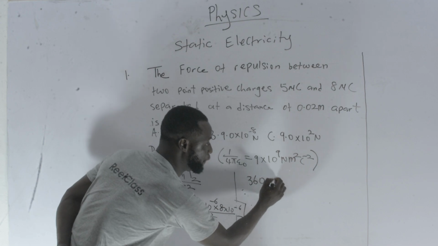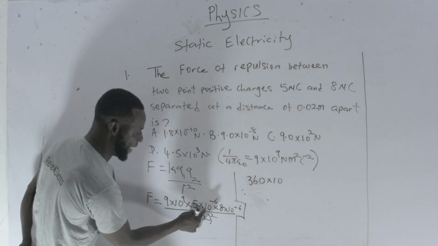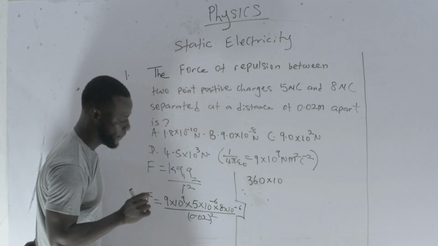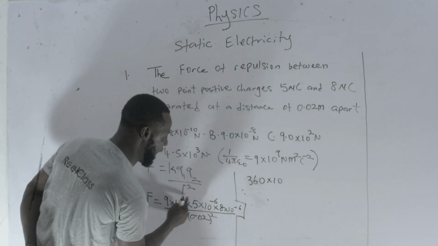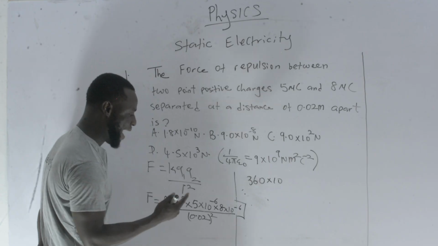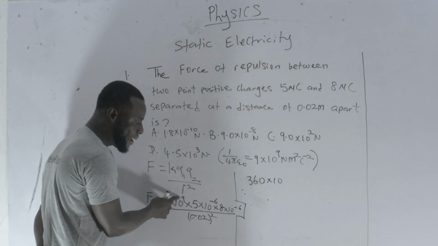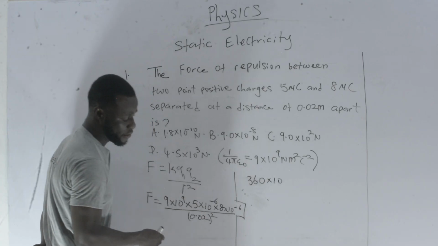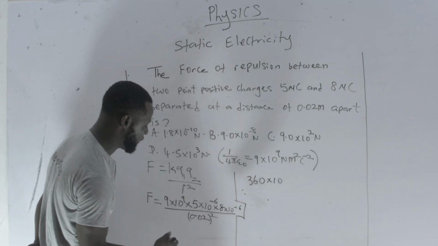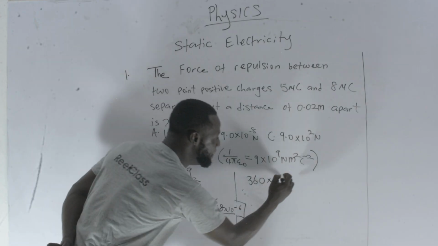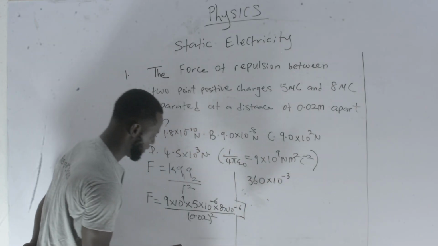I'll pick one of the 10 from indices 10, 10, 10. I'll pick one of them. If I pick one of the 10, then I'll add up their powers. If I add up the power, I'm going to have 9 minus 6 minus 6. Recently, I say 9 minus 12. And that should give me minus 3.